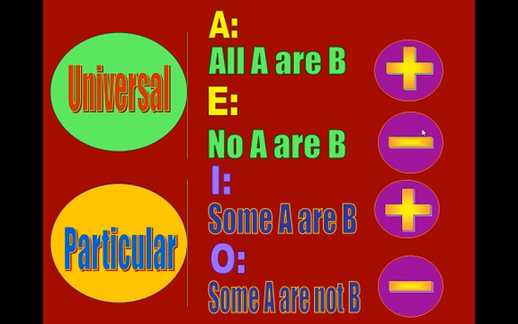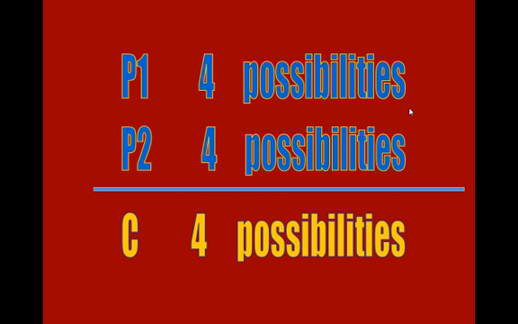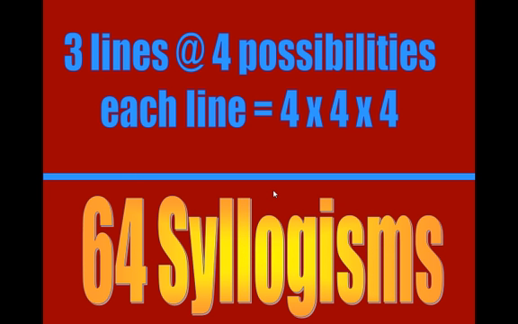The other type of categorical statement is a particular statement, and it likewise is either positive or negative. The positive particular is called an I statement, some A are B. The negative particular statement is called O, some A are not B. Thus there are 4 possible choices of statement in premise 1, either A, E, I, or O. Likewise for premise 2 and the conclusion, and this gives a total of 64 syllogisms.